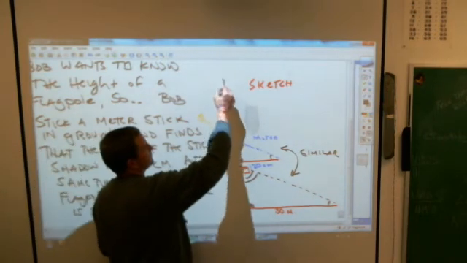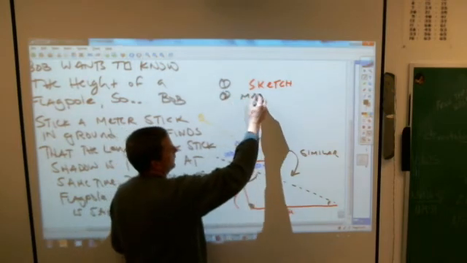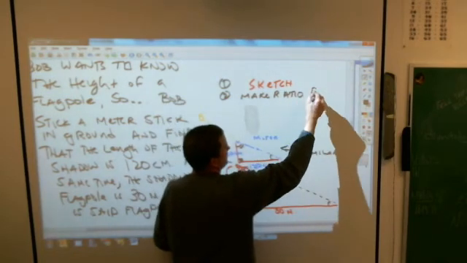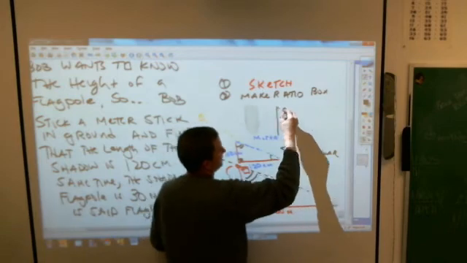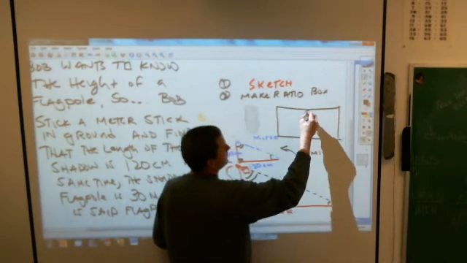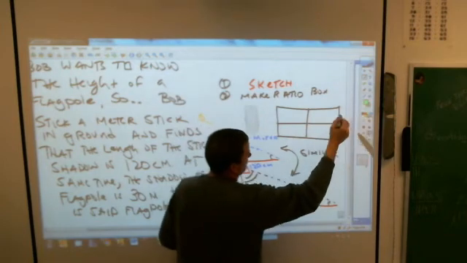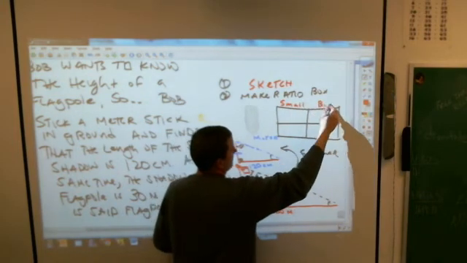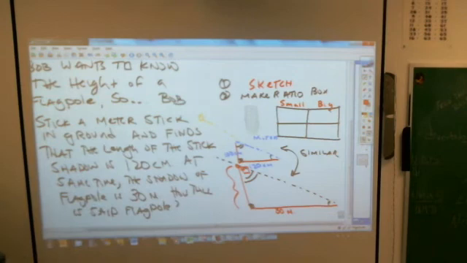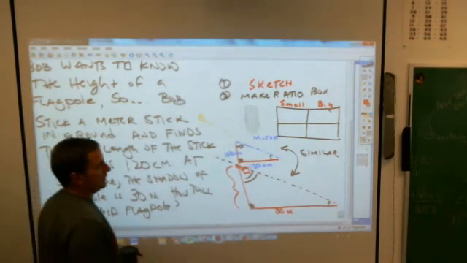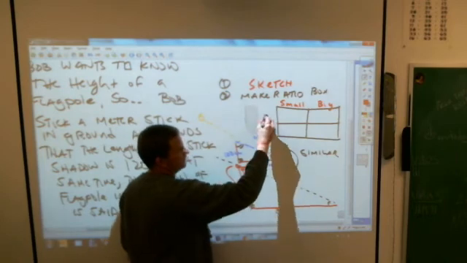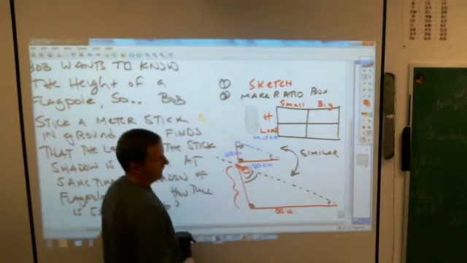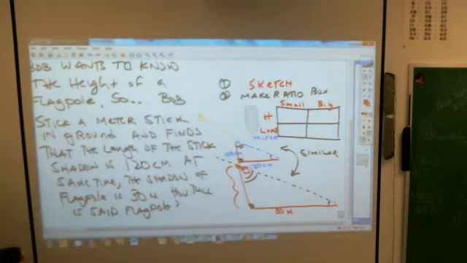Step number two then is to make a table or a ratio box. And I will show you exactly how to label it. That means you have this. What are we comparing? We are comparing the smaller triangle to the big triangle. Small to big. And what are the other two things we're comparing? We're comparing their height to the length of the shadow. I just need to fill in those numbers and solve.